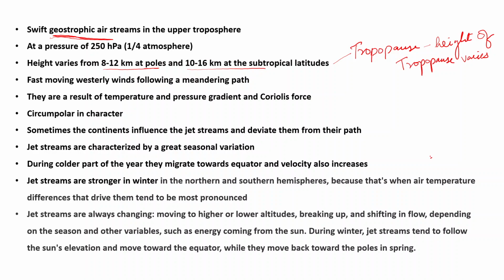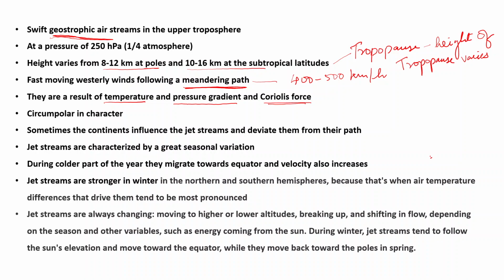The jet streams are very fast moving and they may have a velocity of up to 400 to 500 kilometers per hour, and they follow a meandering path. We will see why the jet streams meander. Very important features which control the jet streams are the temperature and pressure gradient along with the Coriolis effect.